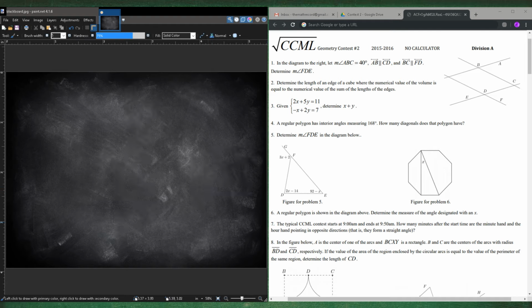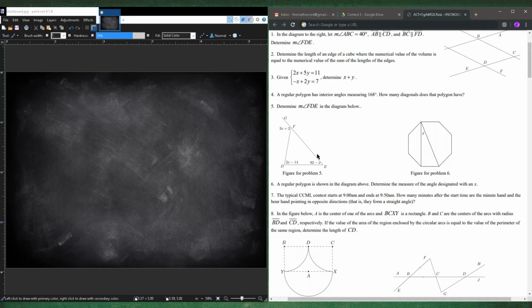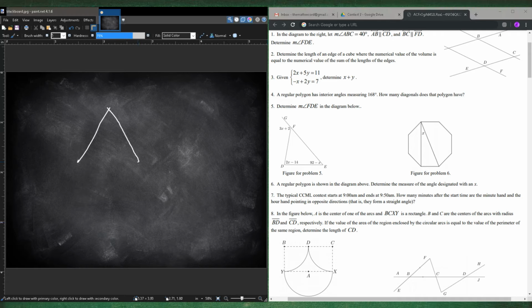Okay, you just need to know your formulas for number 4. Okay, question 5. Determine angle FDE in the diagram above. A trick is that if you have a triangle with angles x and y, the exterior angle is x plus y. This is a theorem, so you just have to remember that property.